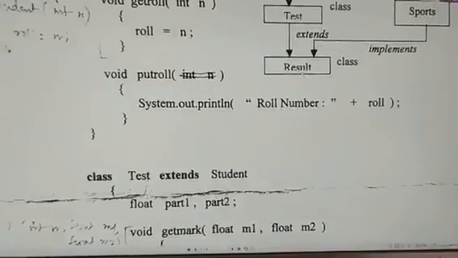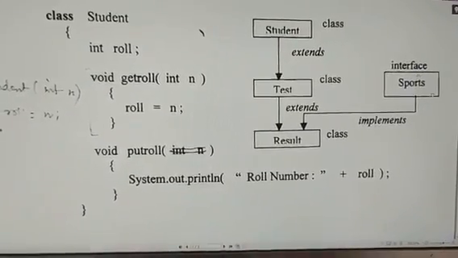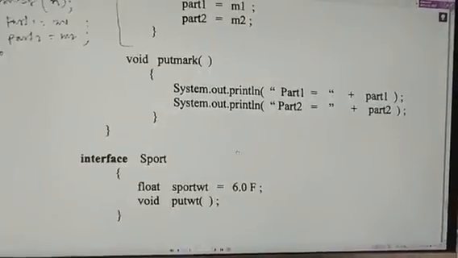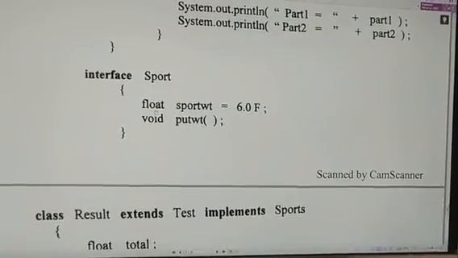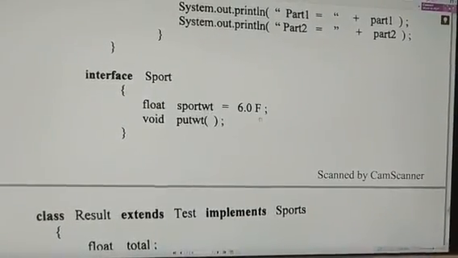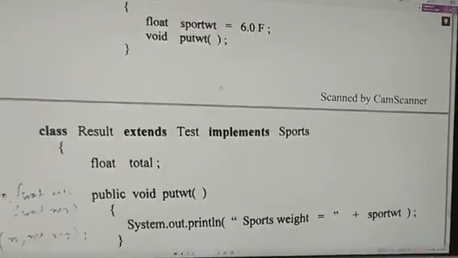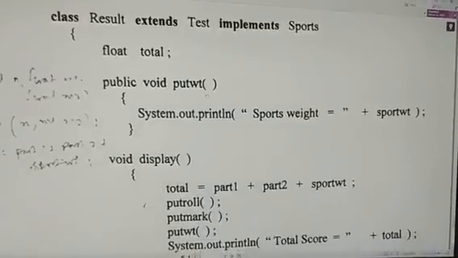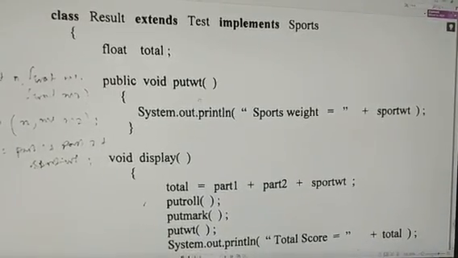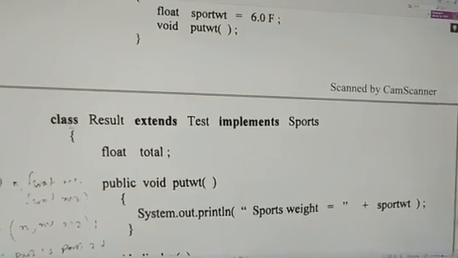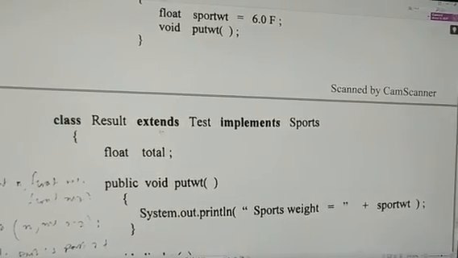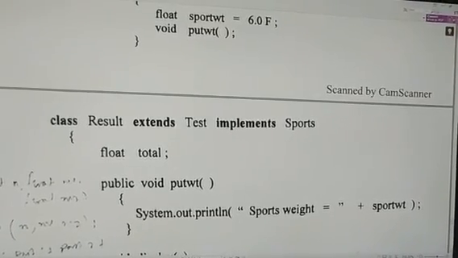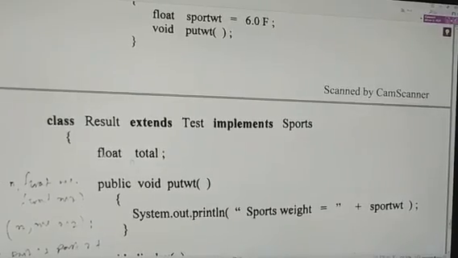Now see another part, an interface is also present. Interface sport, and float sport weight 6.0f, and void put weight is given here. So now class result extends test implements sports, float total, void display. Since test is a class, it extends, and sports is an interface, so it implements sports. So here also a multiple inheritance has occurred.